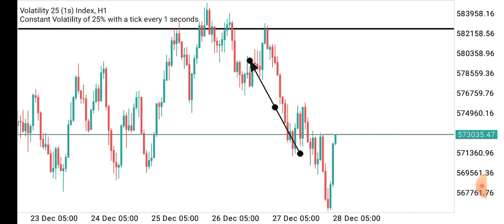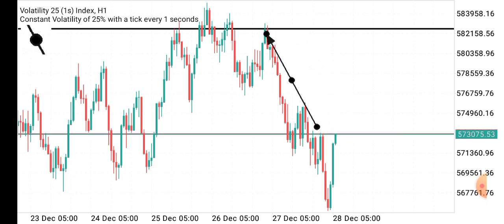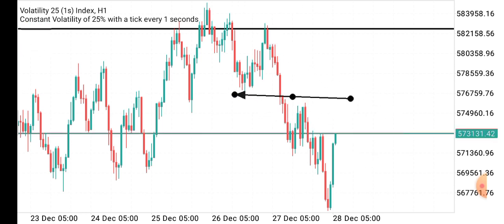You know what it means. If you can get a good entry on this particular pair, it is maximum profit. You make so much profit from this particular pair because it's very volatile. But if you are unlucky, you take a wrong entry, it can wipe the whole of your profit if you're not careful.